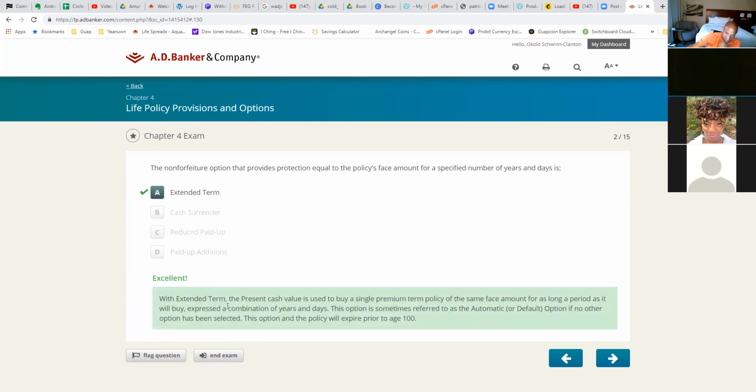All right. With extended term, the present cash value is used to buy a single premium term policy of the same face amount for as long a period as it will buy, expressed in a combination of years and days. This option is sometimes referred to as the automatic or default option if no other option has been selected. This option in the policy will expire prior to age 100.